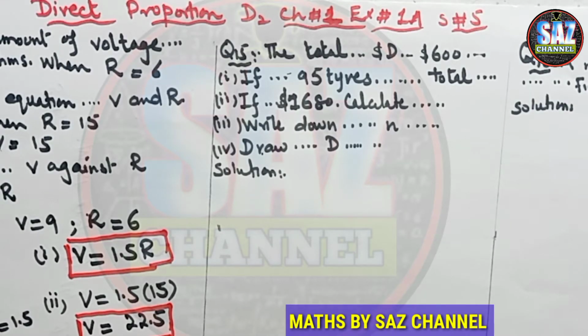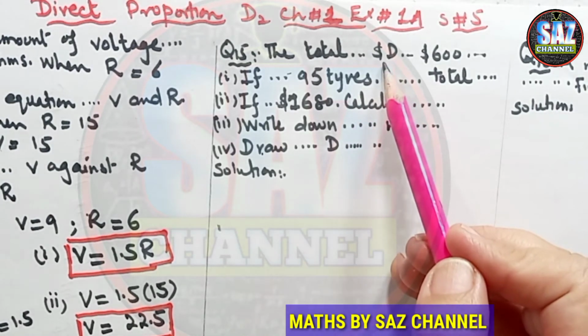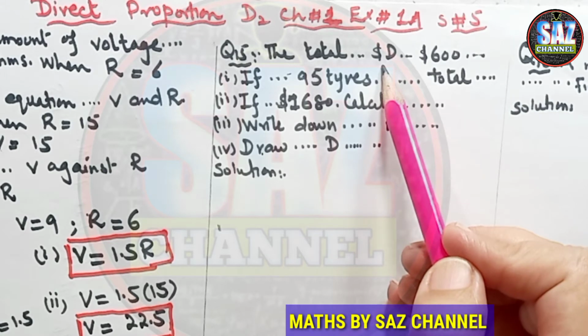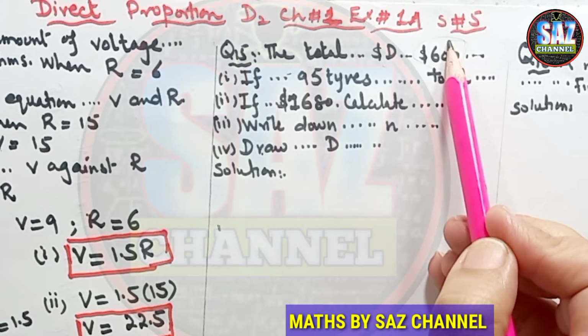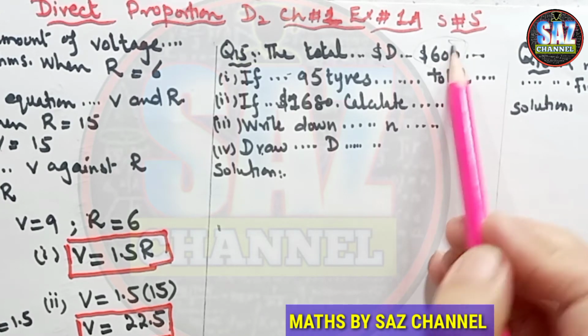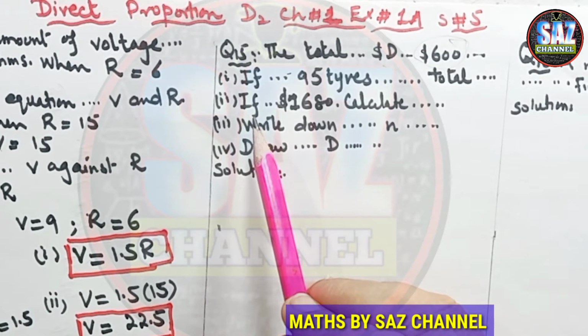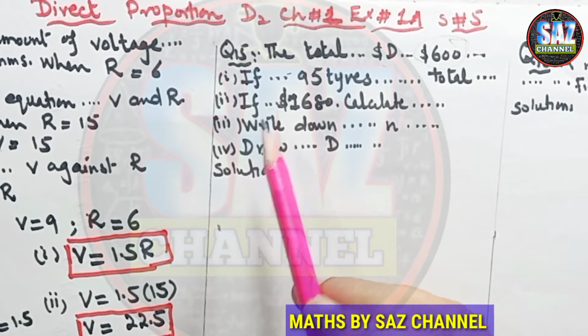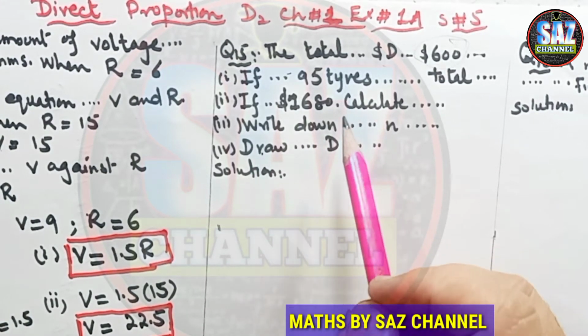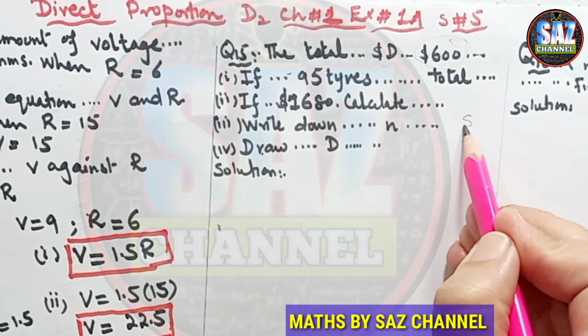The question says the total monthly income $D of the salesman who sells tires consists of the basic salary of 600, and a variable amount which depends upon the number of tires he sells. For each tire he sells, he is getting $8.